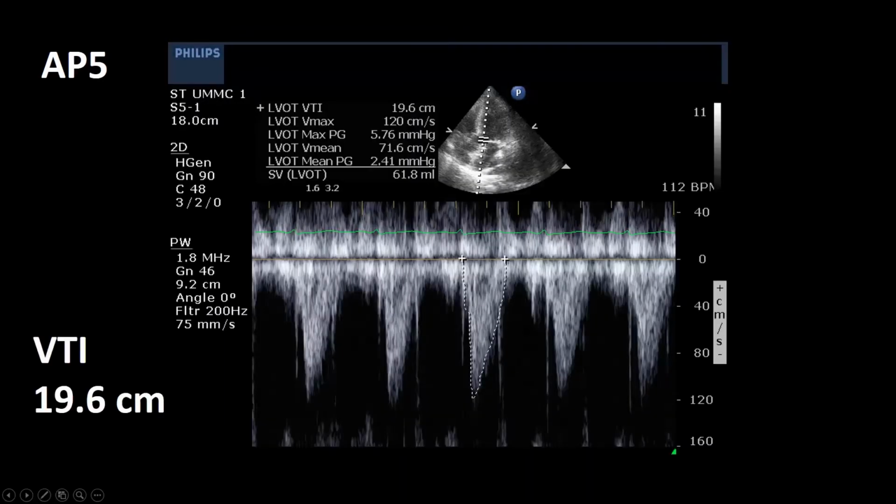And this is what we got. This is a beautiful VTI that we measured from baseline to baseline, just hugging the envelope of that waveform, and it measured 19.6 centimeters. It can be a little bit hard to find the baseline. We're so used to doing it now that we do it without thinking about it.